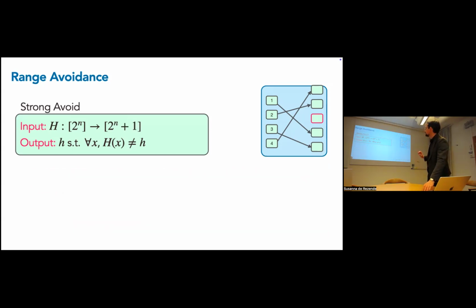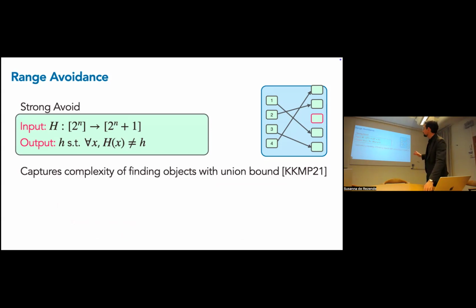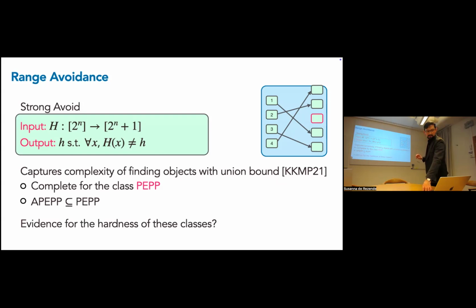Okay, and so we can also consider the strong avoid problem, which is like the pigeon version of weak pigeonhole. So now the range is only one more than the domain. And this captures the complexity of finding objects with the union bound, roughly. It's the complete problem for the class PEP, and of course, APEP, the class for weak avoid or just avoid, is contained in PEP. So can we get evidence for the hardness of these classes?